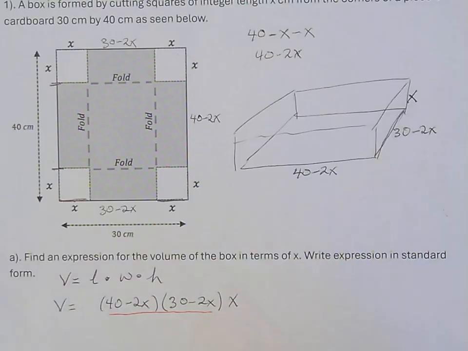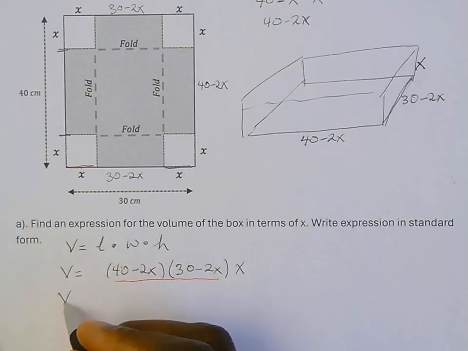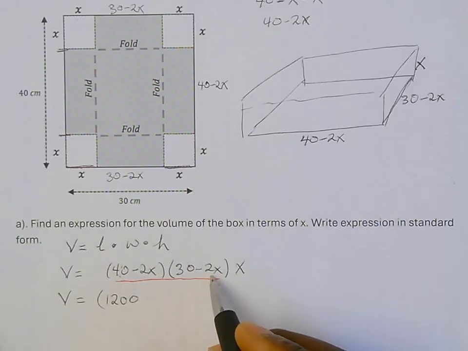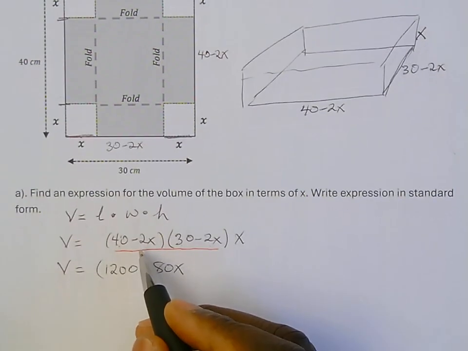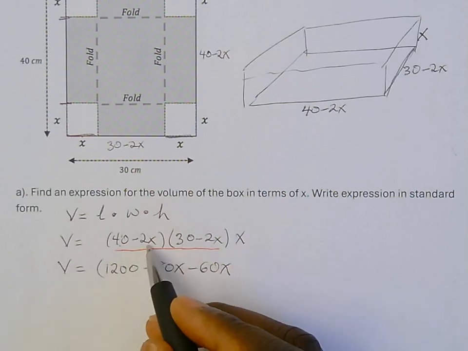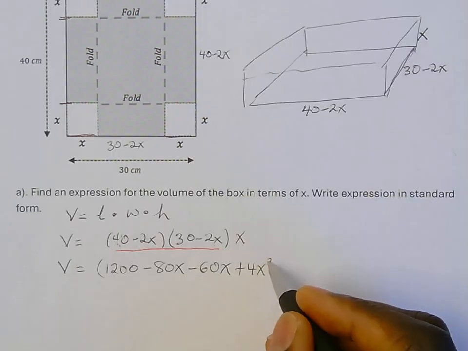We could do the FOIL method, where we multiply them like that, or you can use a box method to multiply. So when I multiply these two, I will end up with 40 times 30 becomes 1,200. 40 times negative 2x becomes negative 80x. Negative 2x times 30 becomes negative 60x, and negative 2x times negative 2x becomes positive 4x squared.